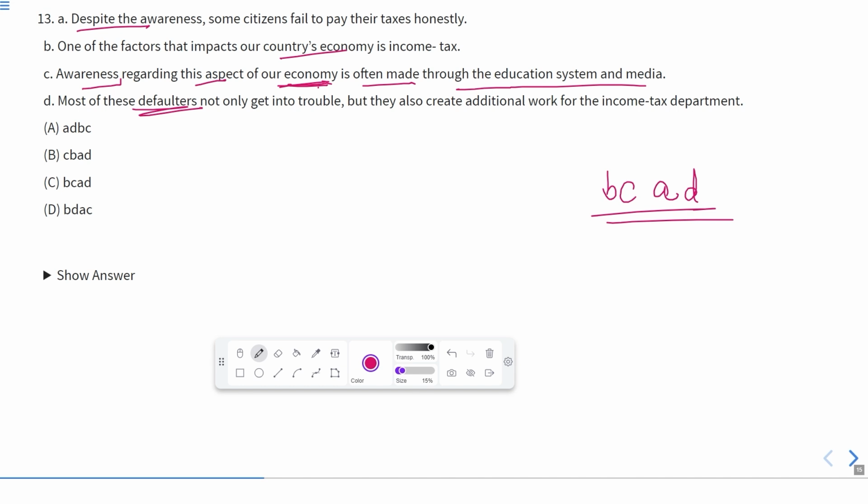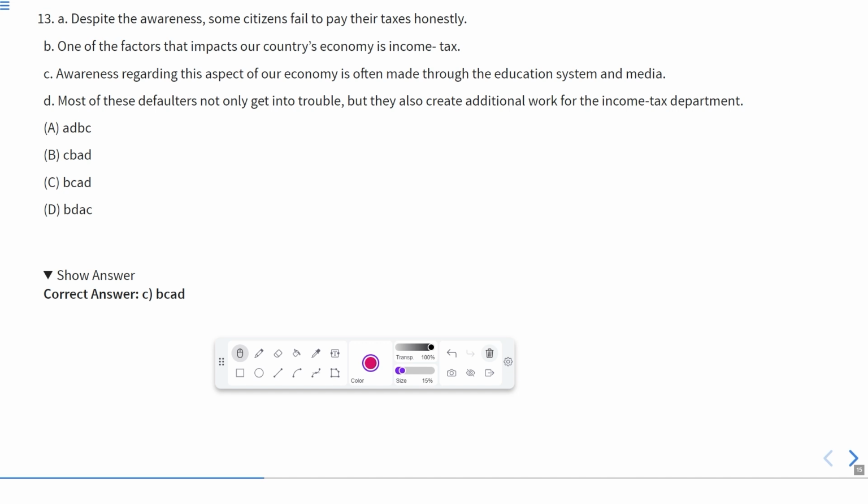So the correct sequence should be BCAD, which is given in C point. Okay, so according to this, C will be the correct answer. That is BCAD. And what is the correct sequence? Now let us read this again.